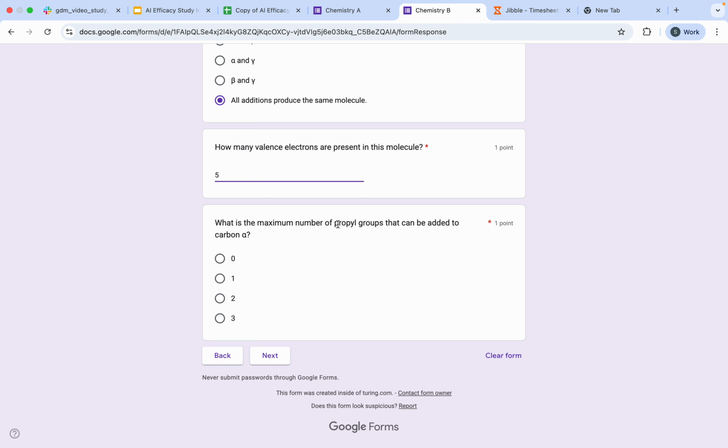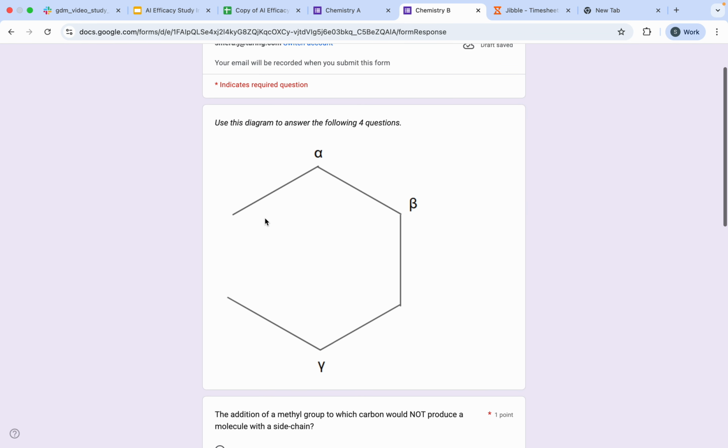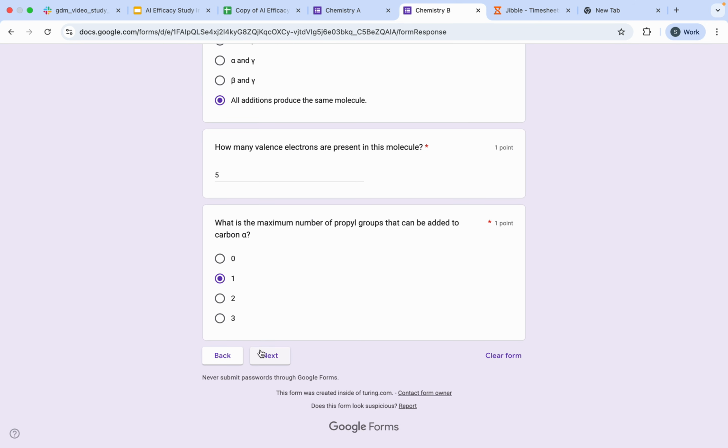What is the maximum number of propyl groups that can be added to carbon alpha? 0, 1, 2, 3. I think it is 1. Let's check. 1, 2, yeah, it is 1.